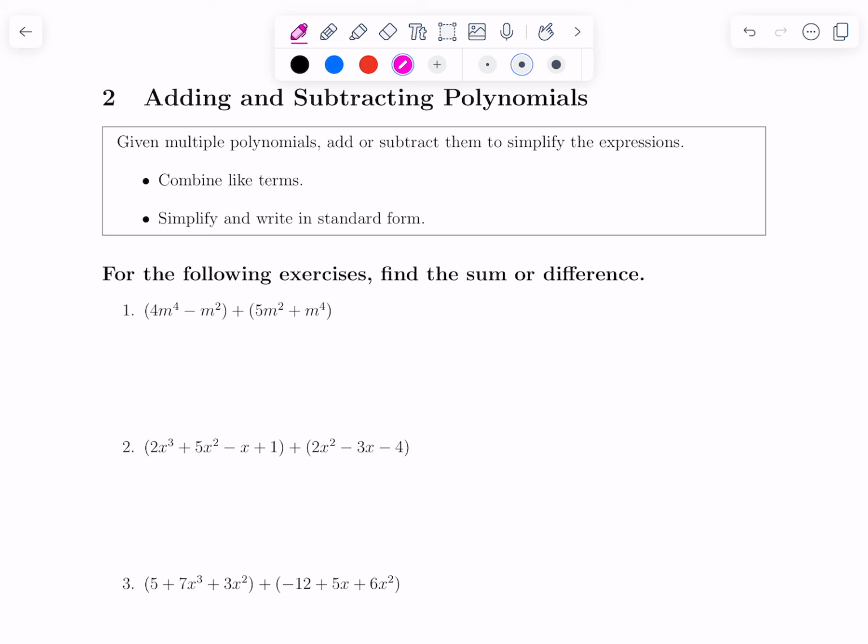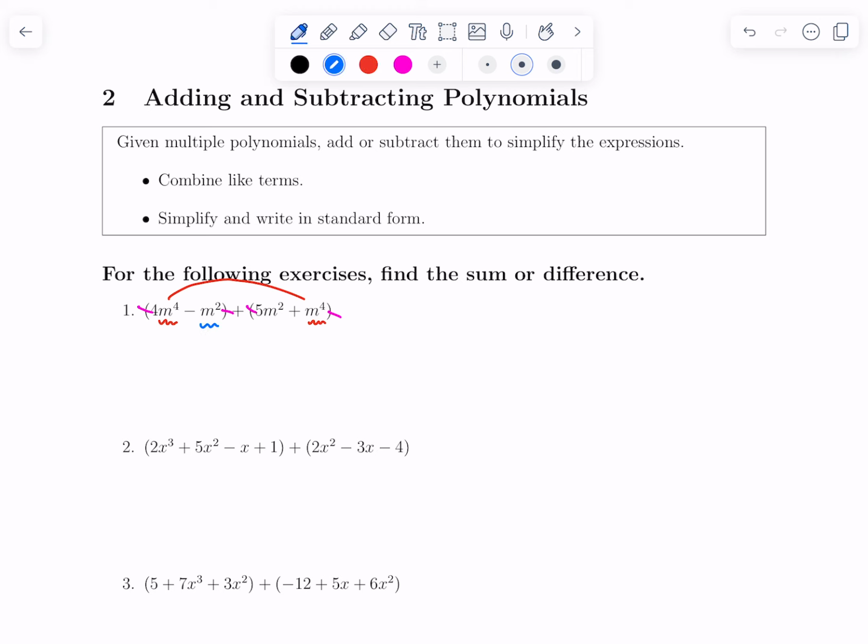So to find the sum over here, the first step is to remove the parentheses. So we got 4m to the power of 4 minus m squared plus 5m squared plus m to the power of 4. So what are the like terms? You see here is m to the power of 4, and here is m to the power of 4. They have exactly the same degree. They are like terms.